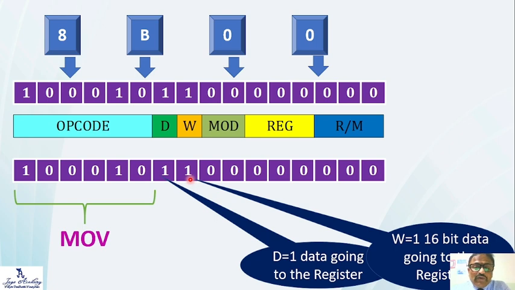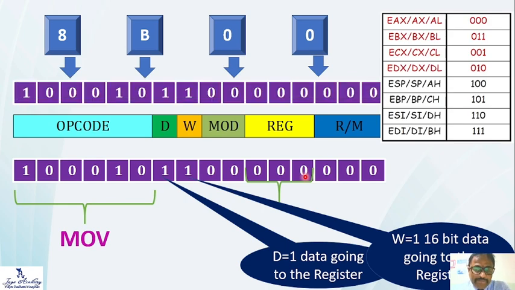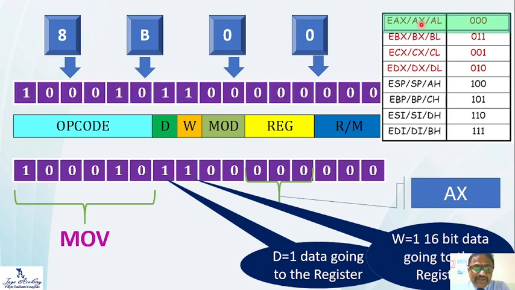Immediately, as usual, you have to identify which register that is from the REG bit, and that can be found out from the table. In this table, the 16-bit register corresponding to 000 is the AX register. Now, very well known that it's going to be an AX register, and just fix the AX register here.